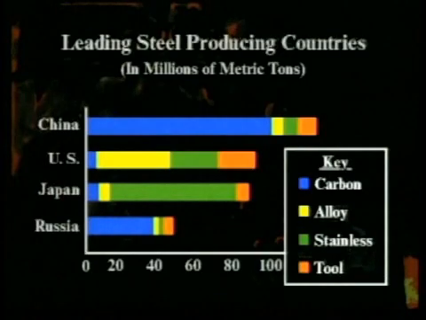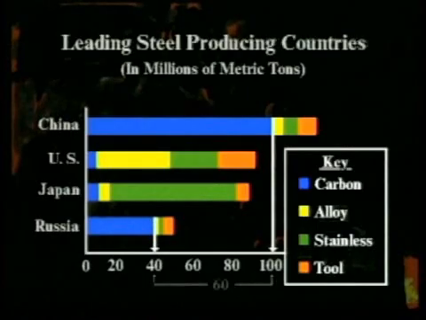How much more carbon steel is made in China than in Russia? Well, since there are about 100 million metric tons made in China and about 40 million metric tons in Russia, the difference, 60 million metric tons, is the answer.